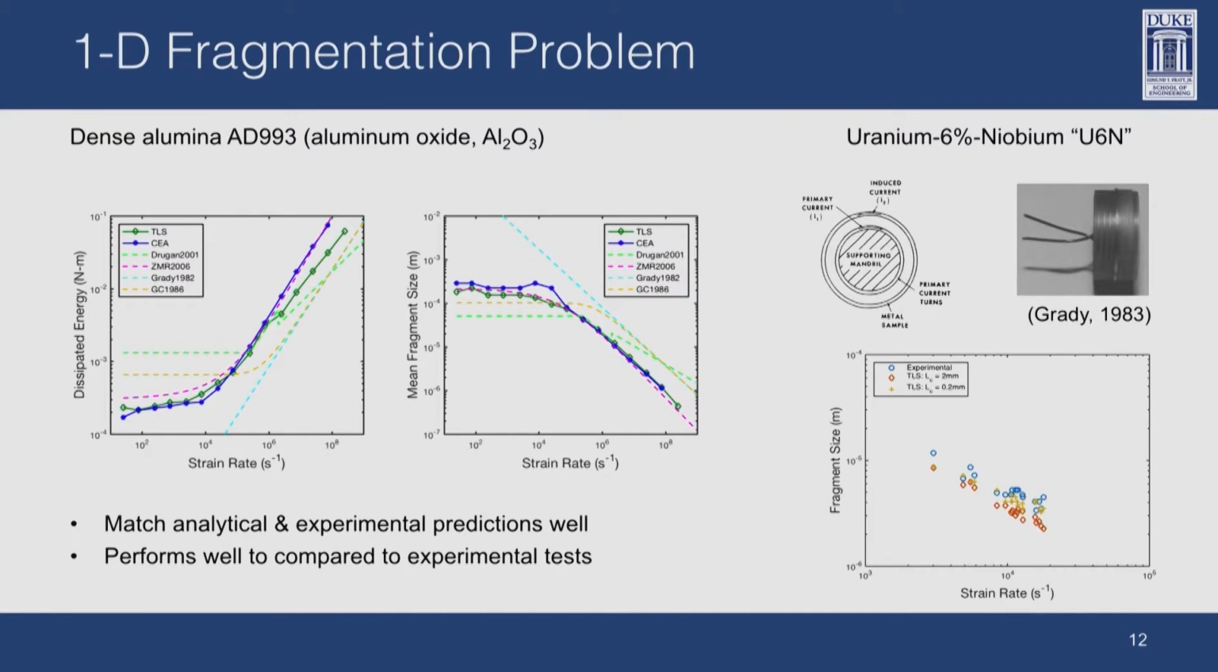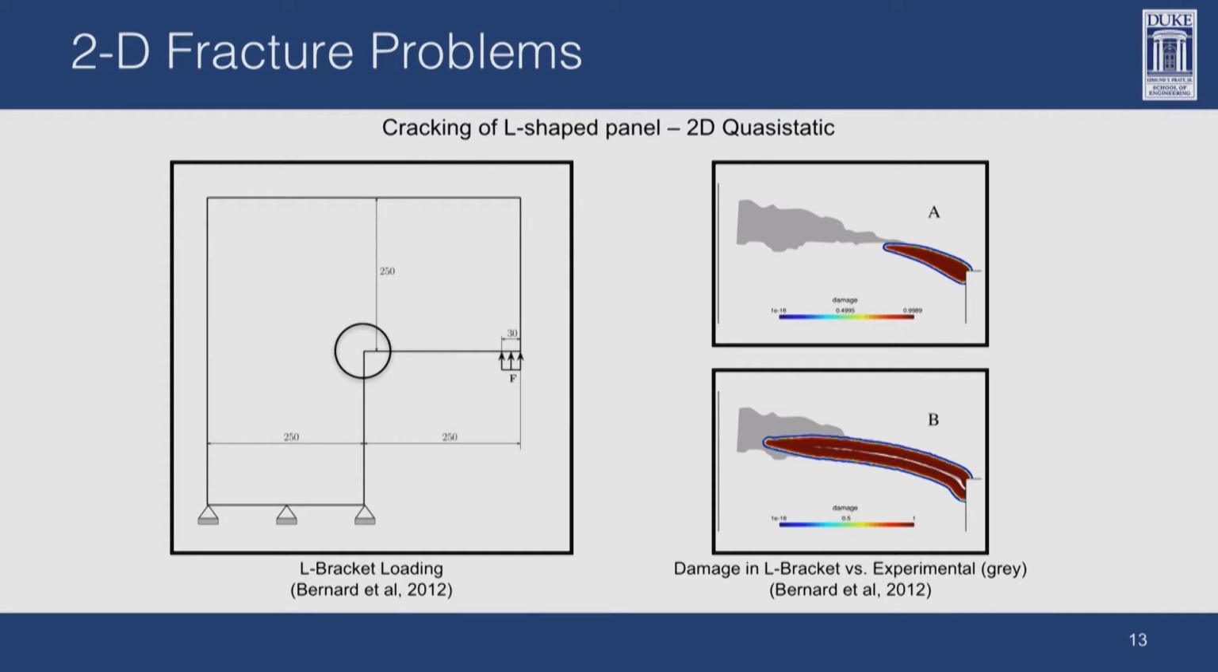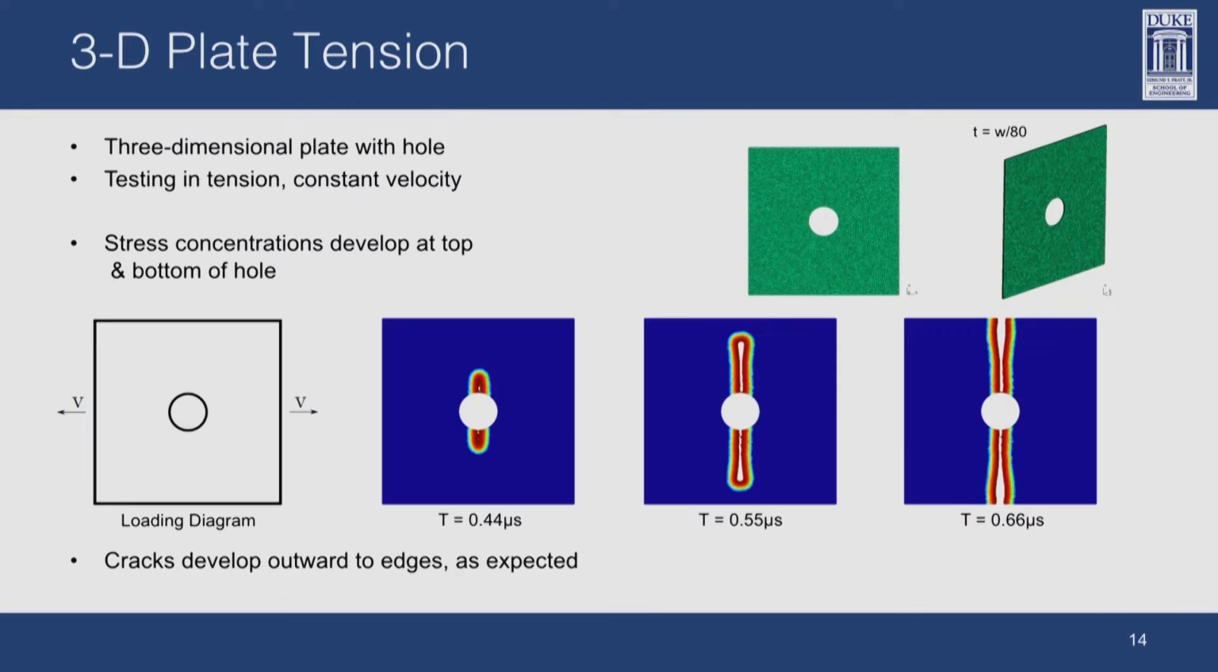Running this study with our thick level set code, we have found that our numerical model matches this expectation very well, as do those of other numerical models. And it also matches fragment size predictions from actual fragmentation experiments. This model has also been used in 2D crack problems where we predict a crack path shown here in red, and that matches an experimental crack path shown in gray.